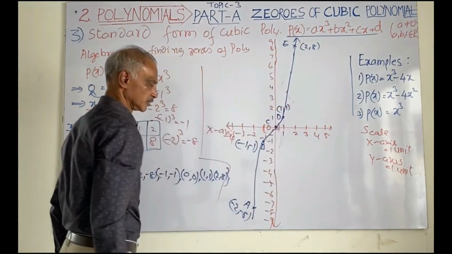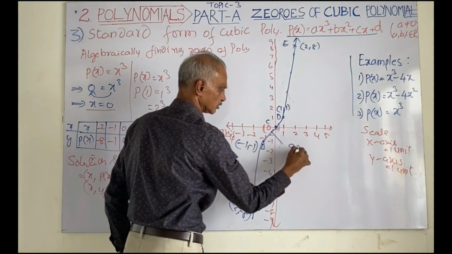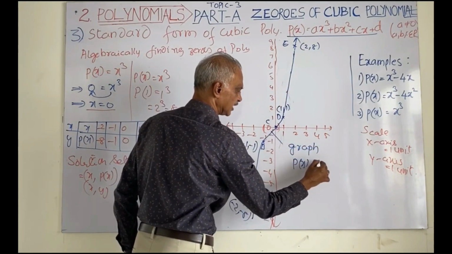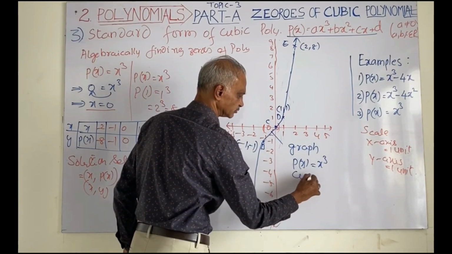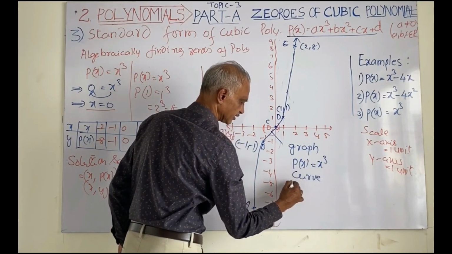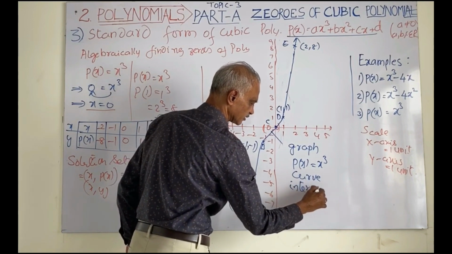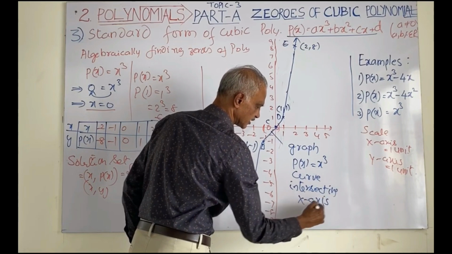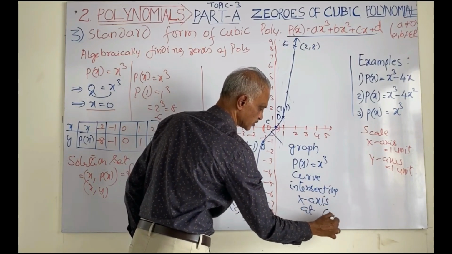This is the graph of P of x is equal to x cube. The curve is intersecting the x-axis at only one point, 0, 0.